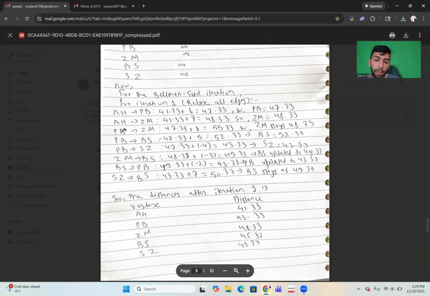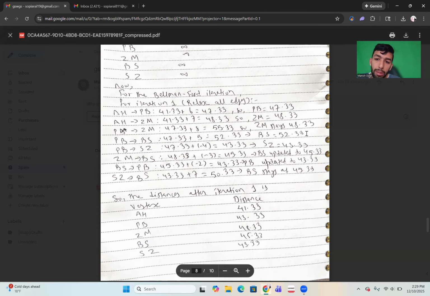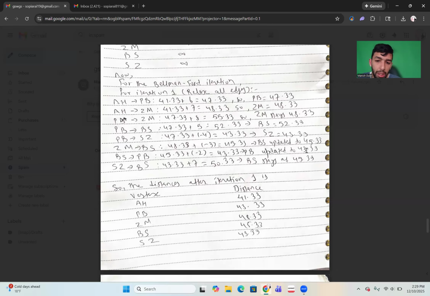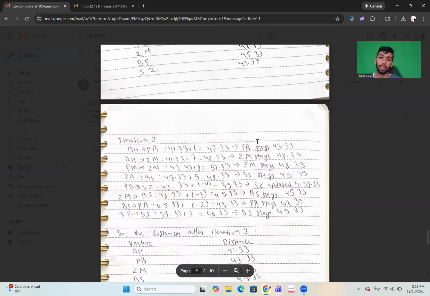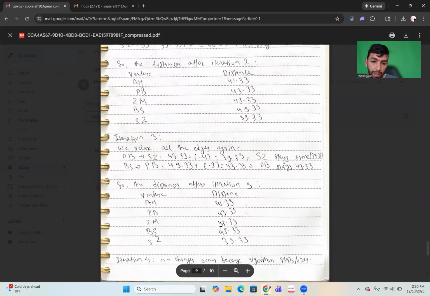And we compute all of these, basically what it has asked us to do. The important thing here is on ZM, which would be zombie mall, right? 47.33, we get plus 8, we get 55.33. But here ZM stays at 48.33. Some have negative values, so we subtract it, we update it basically. And this is iteration 1: AH 41.33, PB 43.33, 48.33, and SZ 43.33. Okay, and we do the same thing again for iteration 2 and then update it. Same thing again for iteration 3 and then update it.